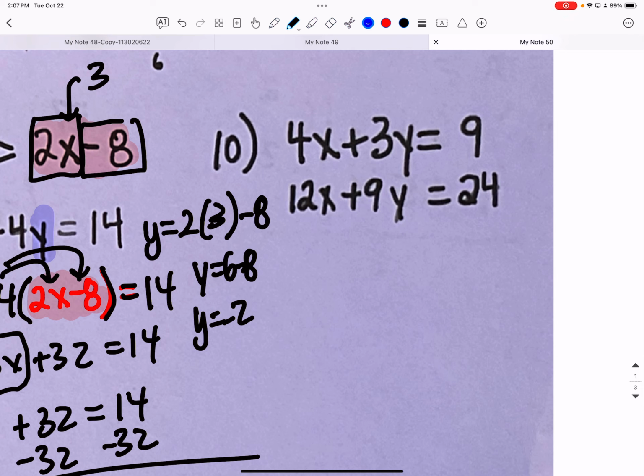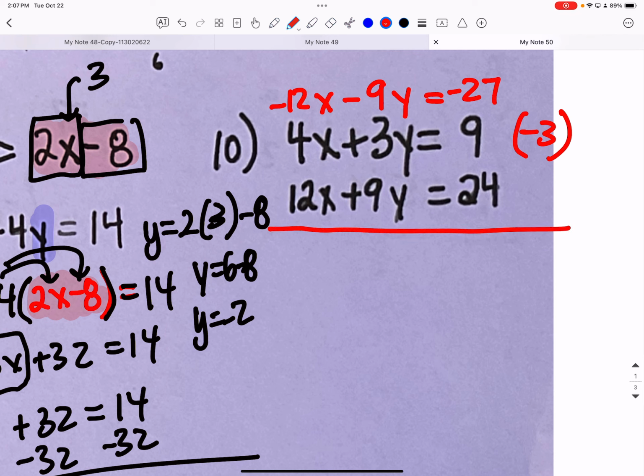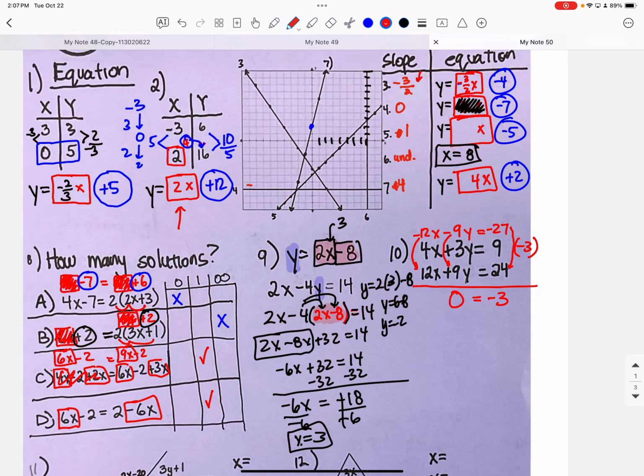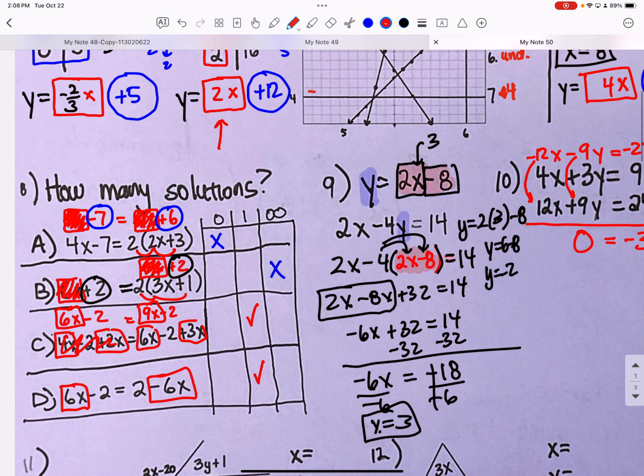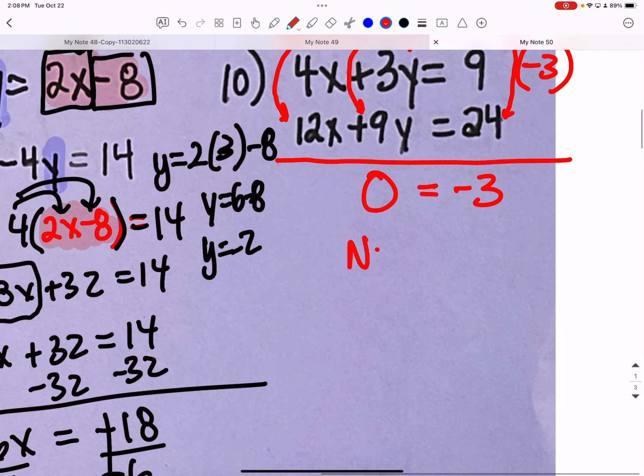Let's see, I'm going to multiply this one by negative 3 to get the x's to be negative 12x minus 9y equals negative 27. So when I do these, 12x minus 12x, no x's, negative 9y plus 9y. Ooh, we have nothing on this side. Okay, so everything canceled. Negative 27 plus 24 is negative 3. 0 does not equal negative 3. There are no letters in this, so this is like a situation back in number 8. This is no solution.